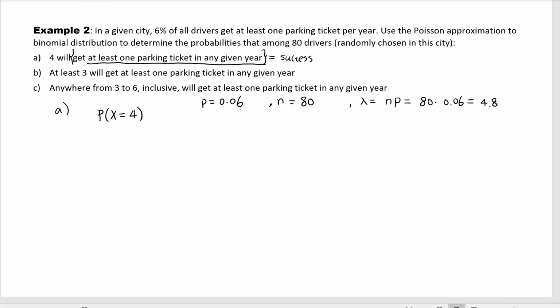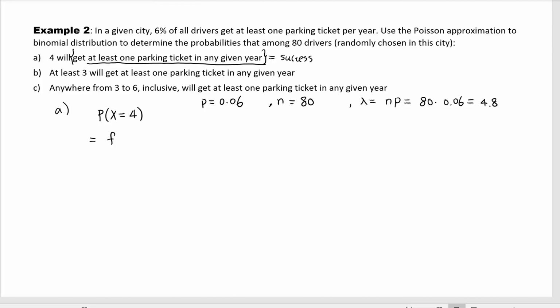So later on in chapter 5, we will learn that when n is large but p is not small, like close to 0.5, we actually use the normal distribution to approximate the binomial distribution. So we will talk more about that in chapter 5. Okay? All right, so let's continue. So X equals 4.